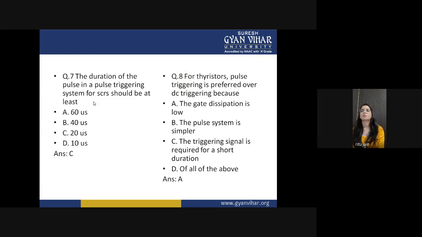For a thyristor, pulse triggering is preferred over DC triggering because the gate dissipation power is low, the pulse system is simpler, the triggering signal is required for a short duration, or all of the above. So A is the right answer for that. The gate dissipation is low.